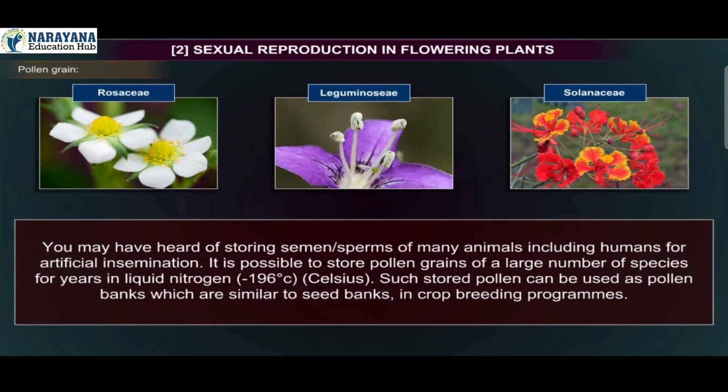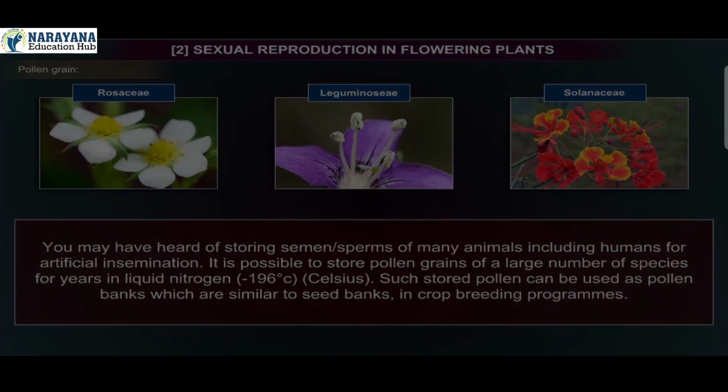You may have heard of storing semen or sperms of many animals, including humans, for artificial insemination. It is possible to store pollen grains of a large number of species for years in liquid nitrogen, that is -196 degrees Celsius. Such stored pollen can be used as pollen banks, which are similar to seed banks, in crop breeding programs.